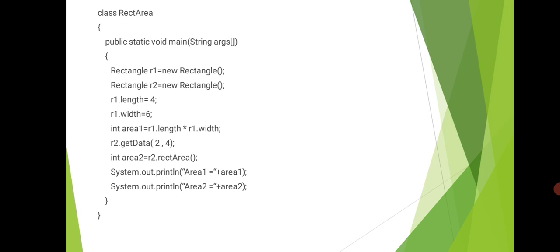Okay, so here we are using two methods. One is directly we can assign the values for a instance variable using object name. Other method is through methods we can initialize the values for the object, that is instance variable. For first method is r1 dot length equals 4. 4 is assigned for the r1 length, and 6 is assigned for the r1 width. Similarly, we are calculating the r1 area, that is area 1 equals r1 dot length into r1 dot width.